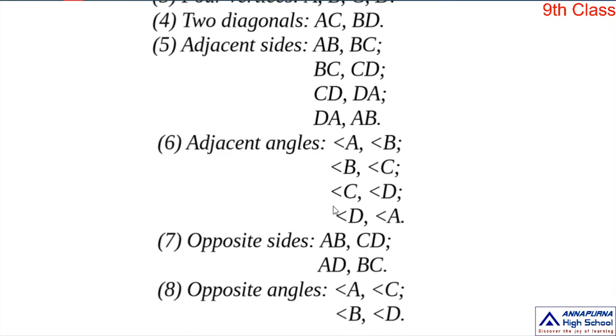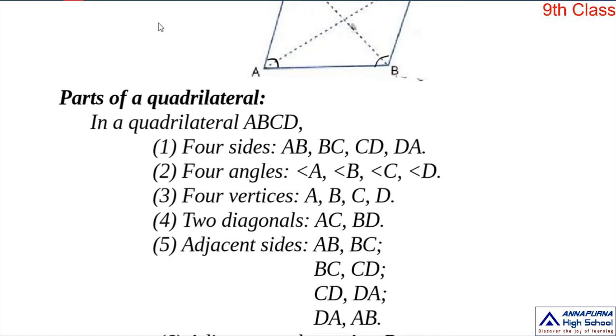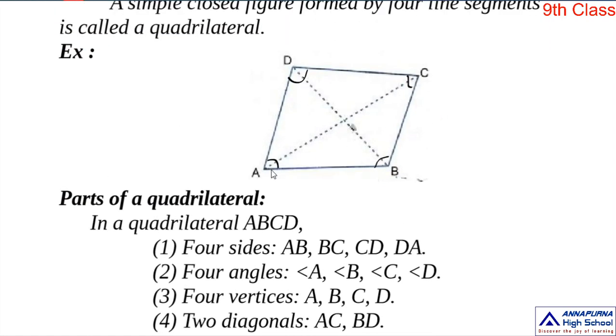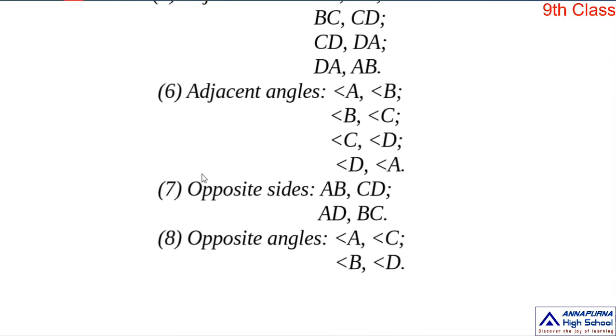How many adjacent angles are there in a quadrilateral ABCD? There are 4 pairs of adjacent angles. Angle A, angle B, this is the first pair. Angle B, angle C, the second pair. Angle C, angle D, the third pair. Angle D and angle A, the fourth pair.